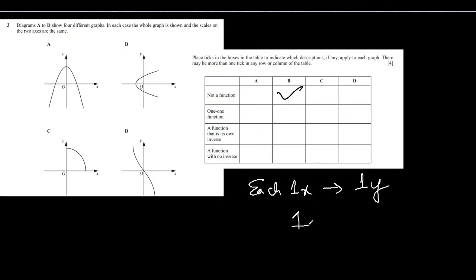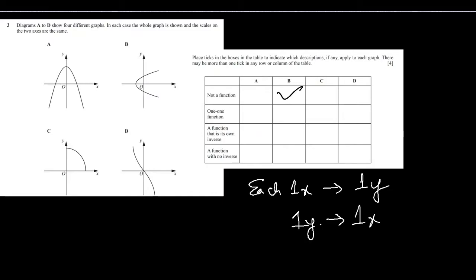Also, one y should have only one x, right? That's called 1 to 1. That means one x and one y have exclusive combination. So let's see here in the first one. In this one, there is a problem. There are two x's which have same y here at 0, right? Y 0, but there are two x's. Similarly here, there are two different x's, but the y level is same. So this one is not 1 to 1.